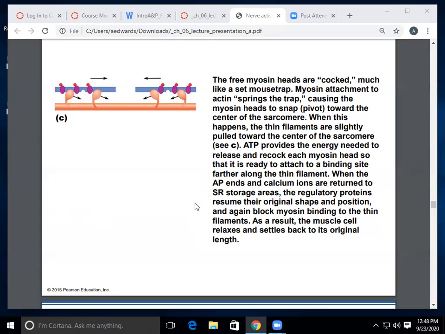And then once the action potential is over, calcium ions get returned back to the sarcoplasmic reticulum. And those proteins move back to their original shape, original position, which allows your muscle to relax. And it goes back to its original position. And those myosin binding sites are blocked again.